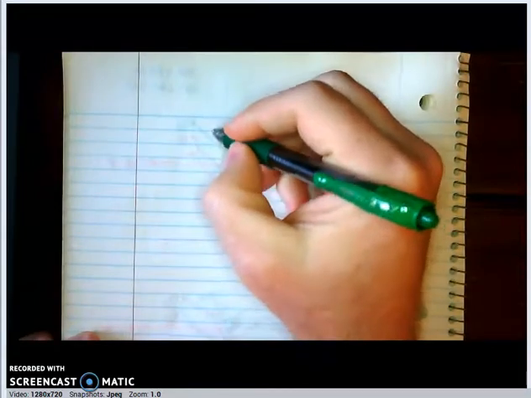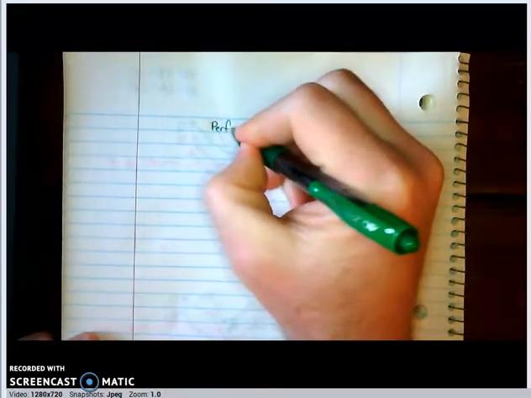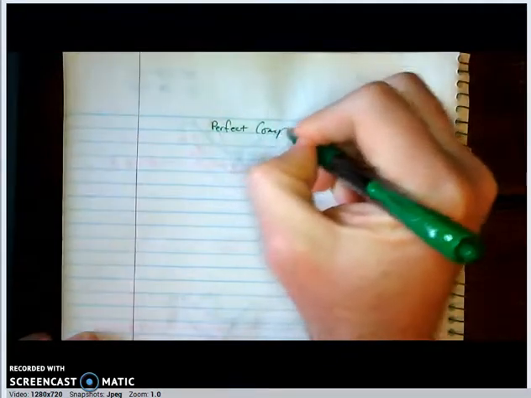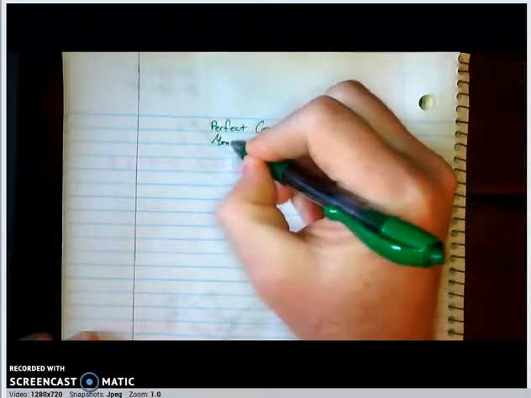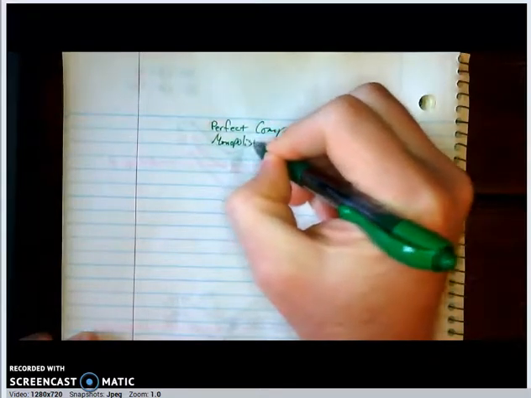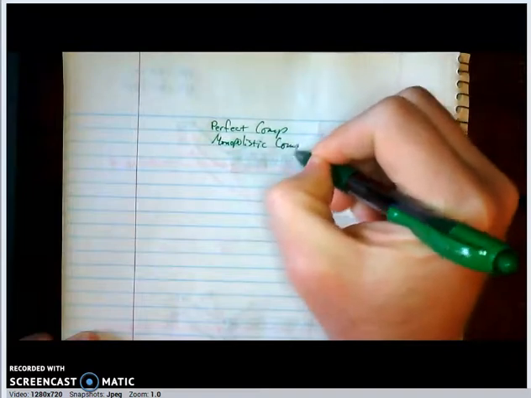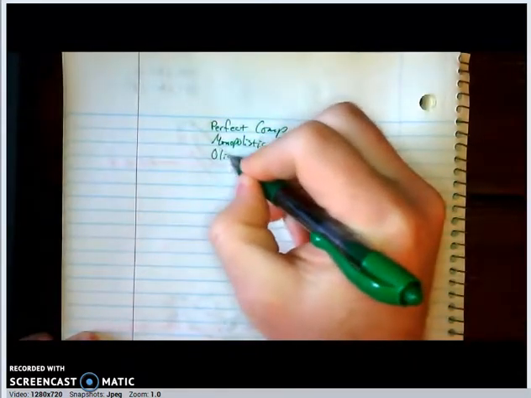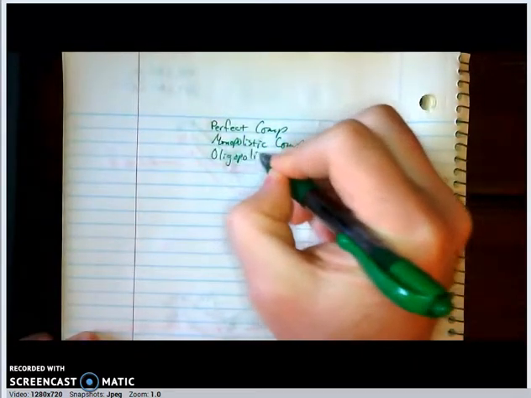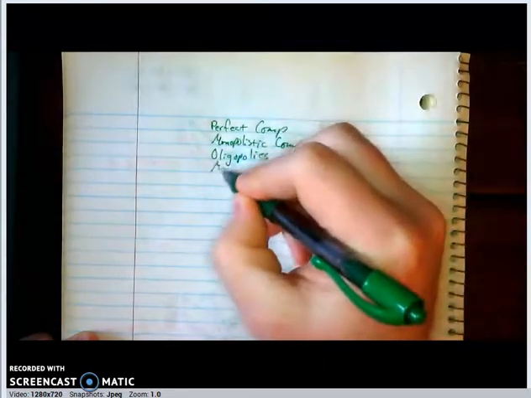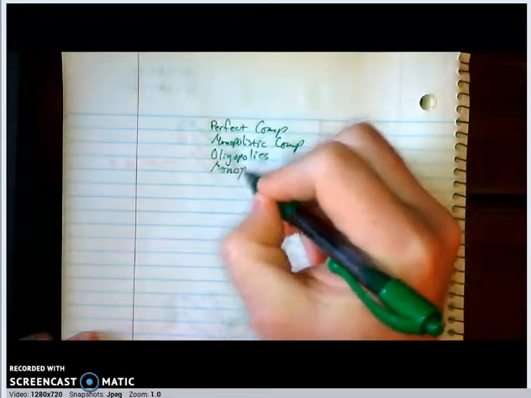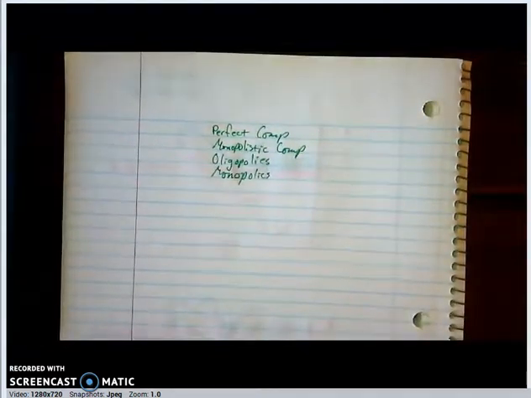We're going to look at perfect competition. We're going to look at monopolistic competition. We're going to look at oligopolies, which is a fun word to say, and monopolies. Those are our four market structures that we're going to discuss.